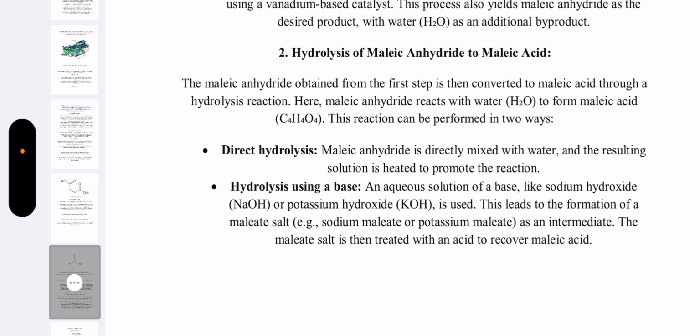Direct hydrolysis: maleic anhydride is directly mixed with water, and the resulting solution is heated to promote the reaction. Hydrolysis using a base: a base like sodium hydroxide or potassium hydroxide is used, resulting in the formation of maleate salt as an intermediate. The maleate salt is then treated with acid to recover malic acid.